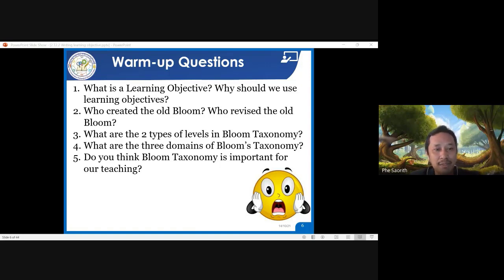Okay, so now move to question number 4. What are the 3 domains of Bloom taxonomy? Who knows the 3 domains of Bloom taxonomy?